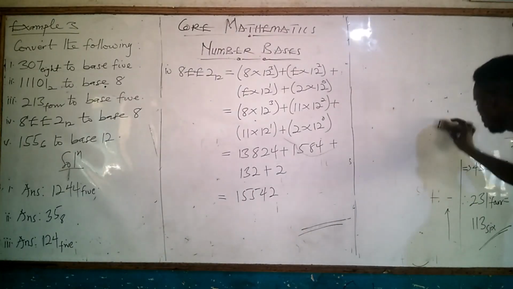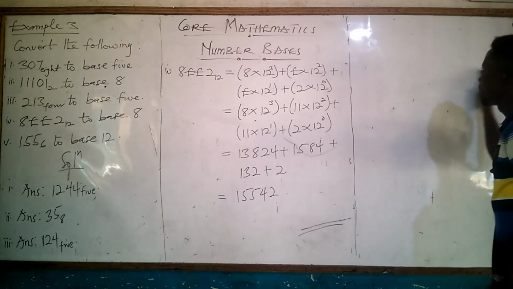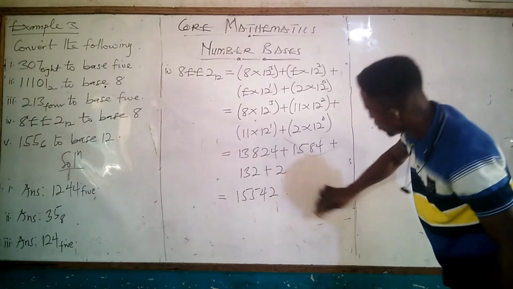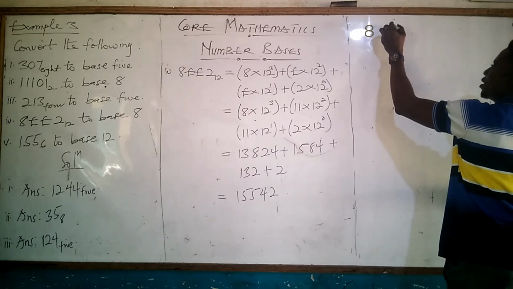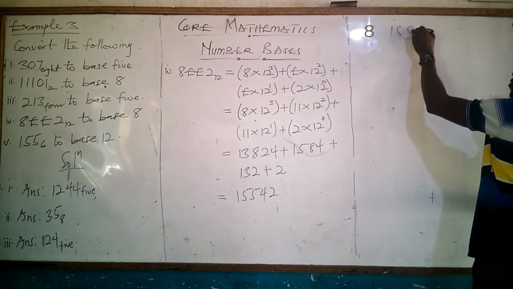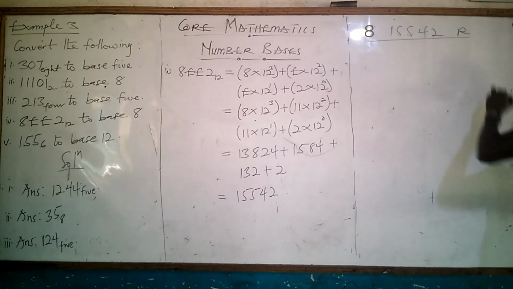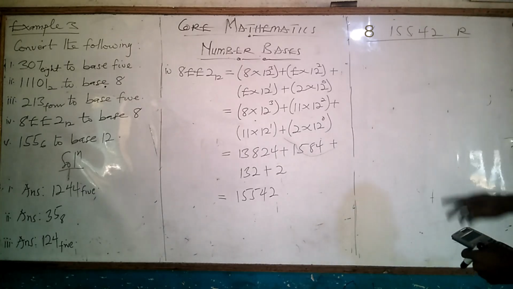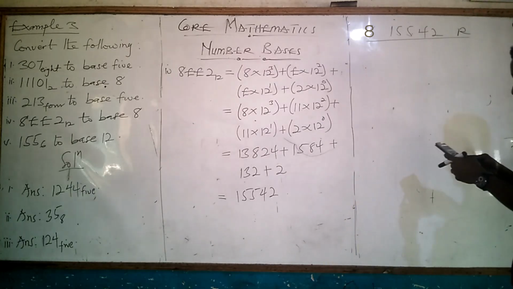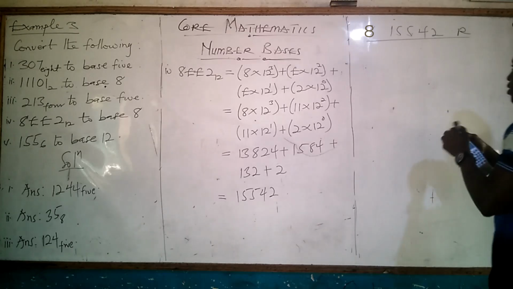Base 8. So the required base is base 8. So now we create the columns, right? So I have my 8, I have my 15,542 here. Then I have my remainder. So let's now proceed. So now I take my calculator, that is that 15,542 divided by 8.